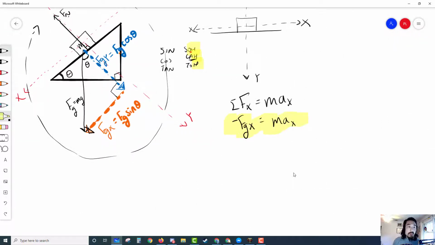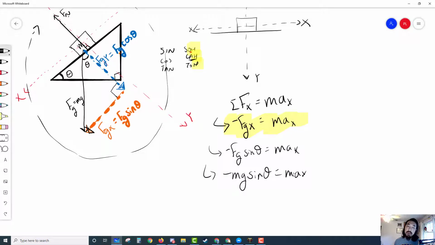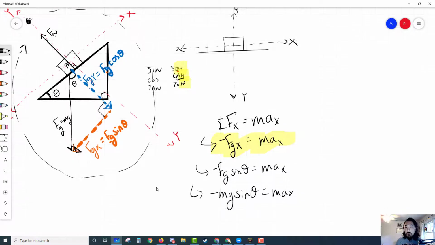Now from there you can break it down even more, especially if you're trying to determine certain things. We can call it F of g sine of theta equal to max. We could break that down even more, because we know that F of g is actually m times g, so m g sine of theta is equal to max. So from this net force equation, we can break it down until we're eventually at a point where we're just trying to solve for whatever missing variable we're looking for.